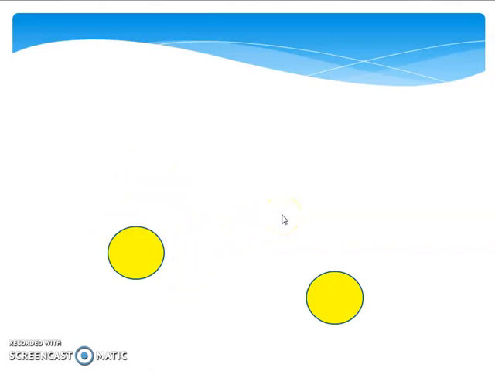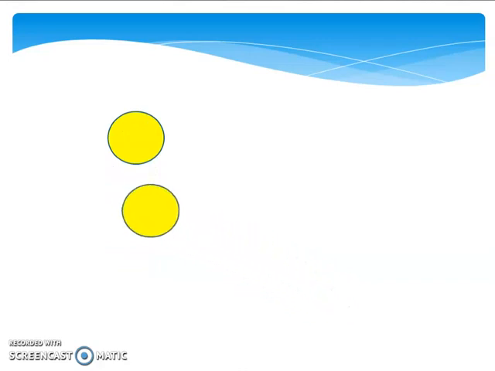Would you like to do with me? Let's do. There you go. We'll take one circle and we'll put it here, and then we'll take another circle and make one set. Dear students, as you can see in front of you, I put the two circles together to make one set.